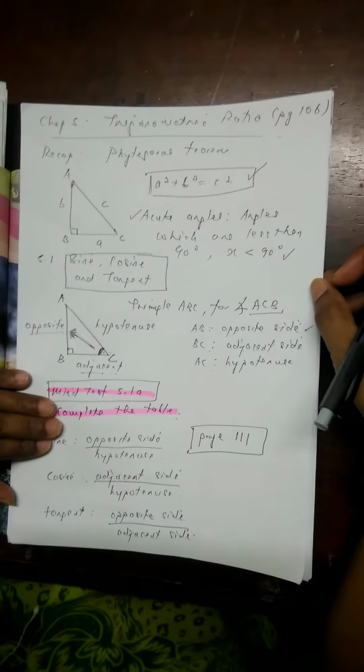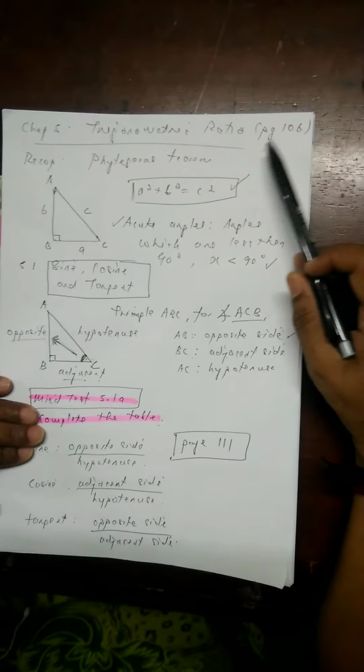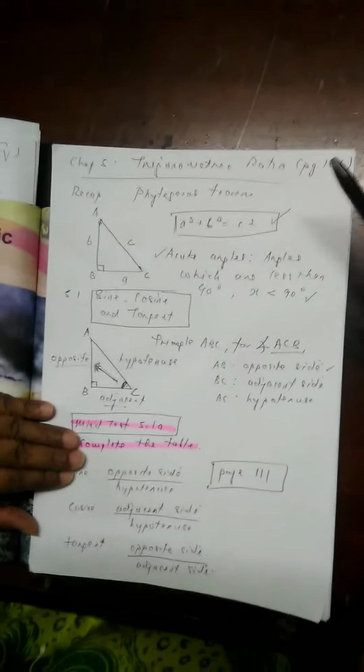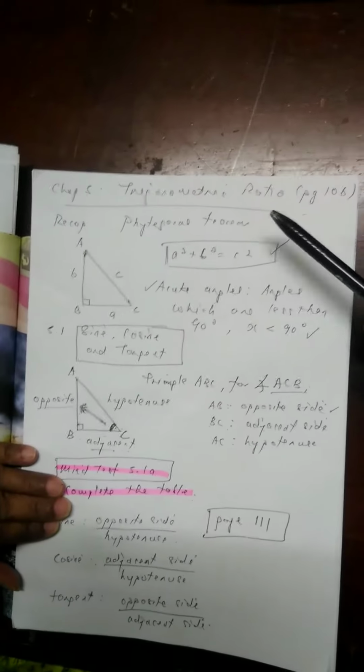Hello, good evening. We're going to do chapter 5 today, trigonometric ratio. You can refer to page 106. Okay, before we move on to the chapter itself, let's do a little bit of recap.